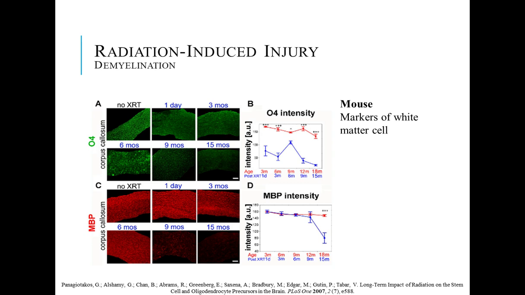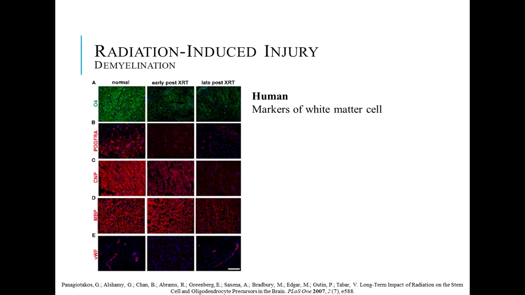And to confirm in humans as well, tissue from humans, these again are markers of white matter cells. So again, you see this demyelination that's persistent. And this marker seems to go along with the cognitive decline. So it shows the importance that the demyelination and white matter loss is connected to the cognitive decline that you see in patients.